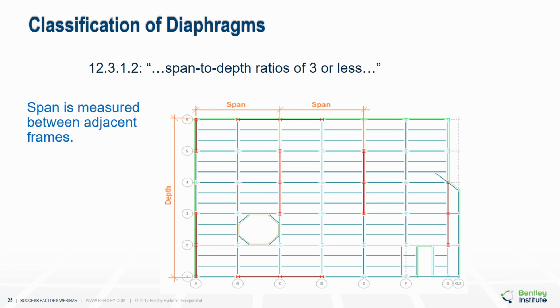As illustrated here, span is measured between adjacent frames. In this case, there are three spans to be investigated: between grids A and C, between grids C and E, and between grids E and G. And depth is the depth between grid 1 and grid 6. As you can see from this, only long, narrow diaphragms without intermediate frames would fail this requirement.